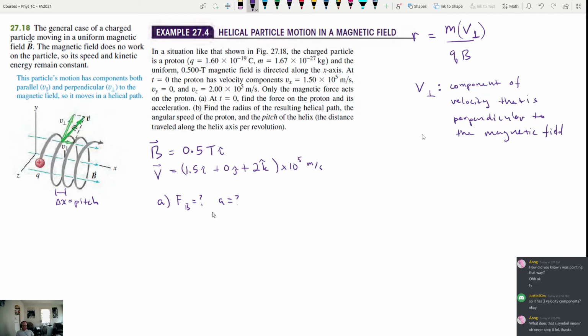So, to find the force, given these values, we can use our QV cross B equation. Okay, so we can do FB is equal to QV cross B. Now, one thing to ask is, are these values consistent with the picture? With 1.5 I hat as the velocity in the x direction, and 2 k hat being the velocity in the z direction?